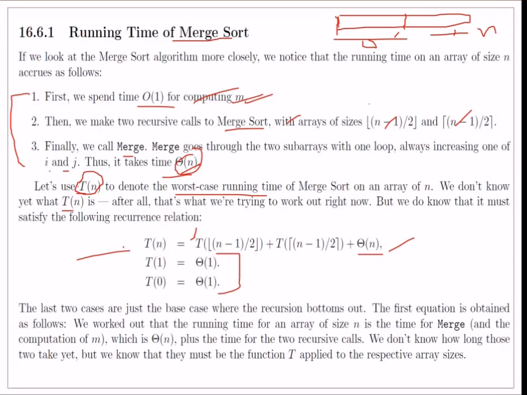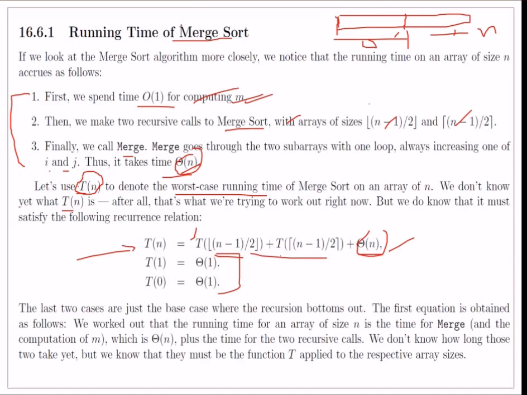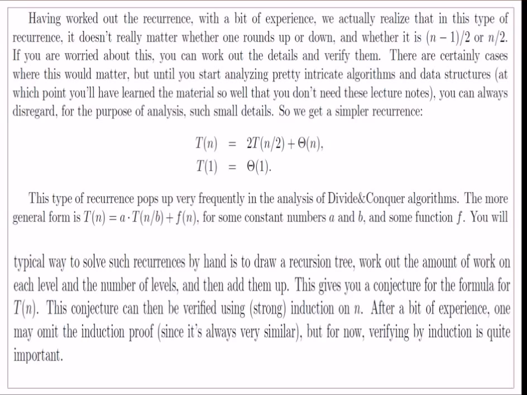And how are we going to find this first relationship? We are working with the array of size n, and we need the time for merge and the computation of this m, the middle point. So for that we take theta n time, plus the time of the 2 recursive calls, and we don't know how long these are going to take. So having worked out this recursion relationship, which is very important, once you know it, only then can you carry out your running time.